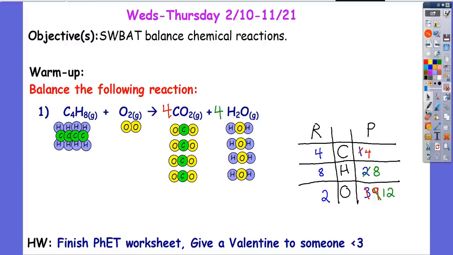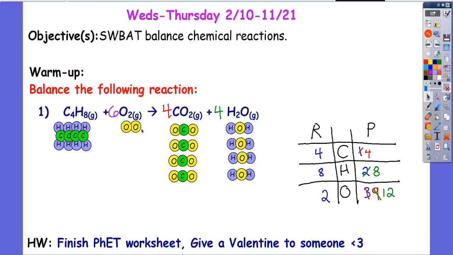But here, I have 12 oxygens. So this is not a particularly hard combustion problem. All I need to do is divide 12 by 2. So 12 divided by 2 is 6. So my coefficient for O2 is going to be 6.